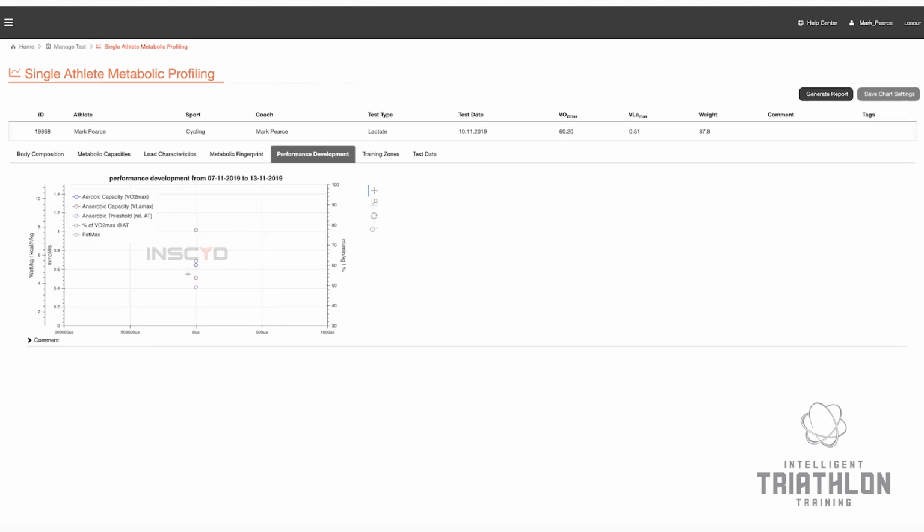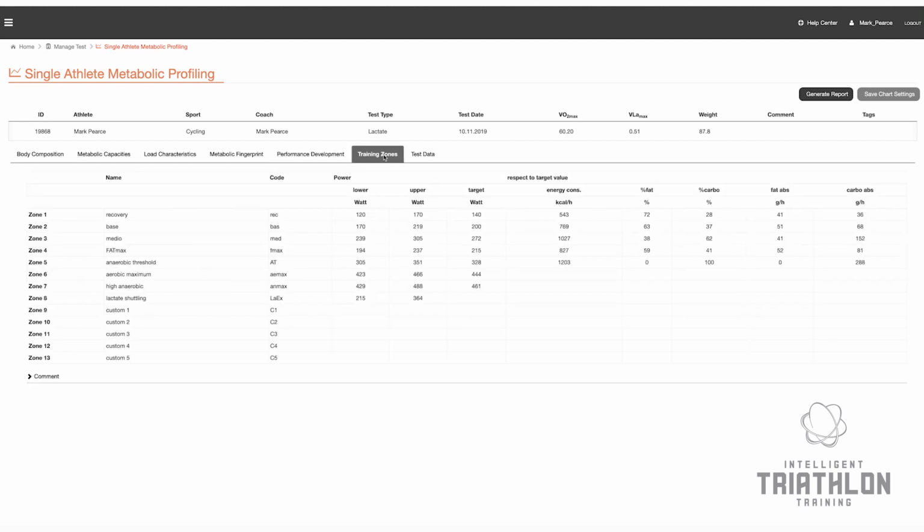If we've got repeat tests and multiple tests, then we would obviously see on here how the key metrics have tracked and changed over time. And then we've got training zones. Now, it looks like there's quite a lot of training zones on there. Don't worry about below 9. That gives any coach who wanted to use more zones or different zones, they can enter those things in there. And this is a slightly different way of looking at zone systems or power zones than some of the systems that people may be familiar with.